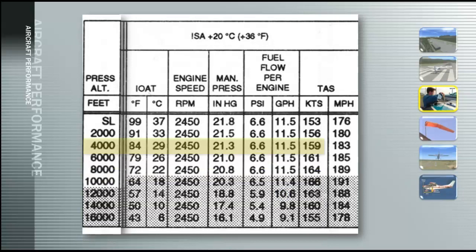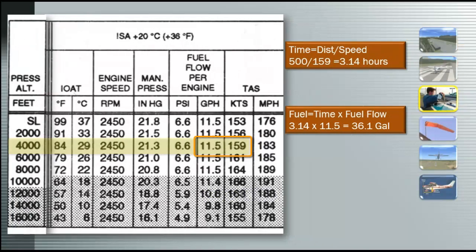Now we can find the pressure altitude of 4,000 feet, and on the right we can see that our fuel flow will be 11.5 gallons per hour, and our true airspeed will be 159 knots. These are two figures that we need to solve the problem. What we can do is take the total distance of our flight and divide that by our true airspeed. That's how fast we will be flying. And we come up with a time of 3.14 hours.